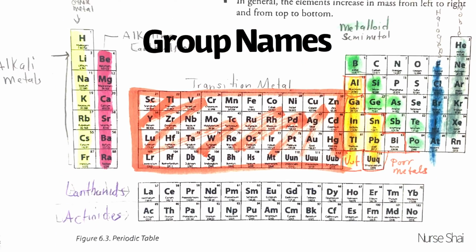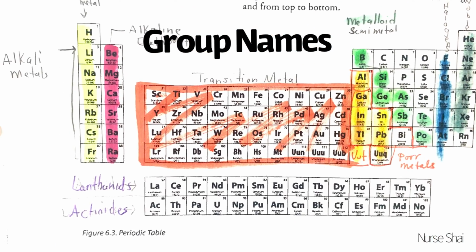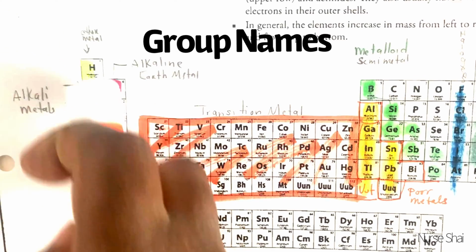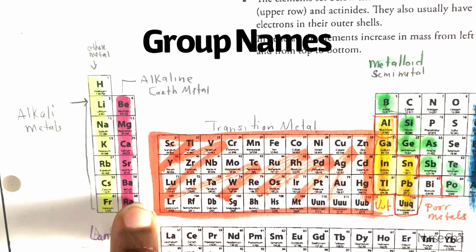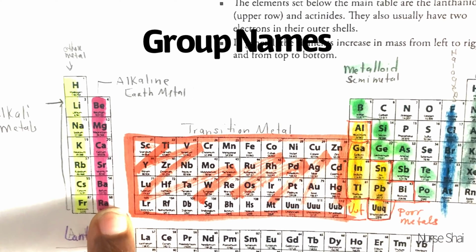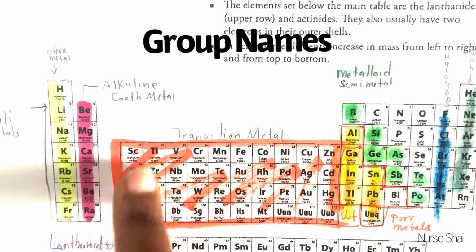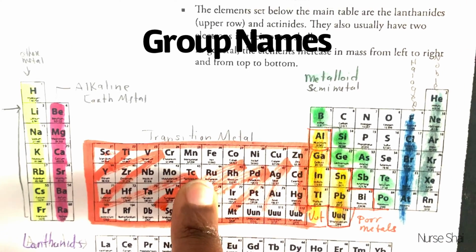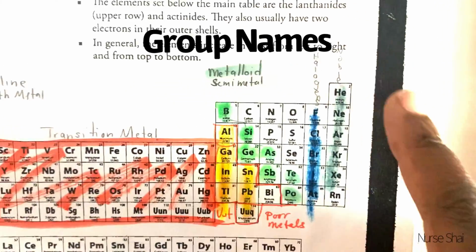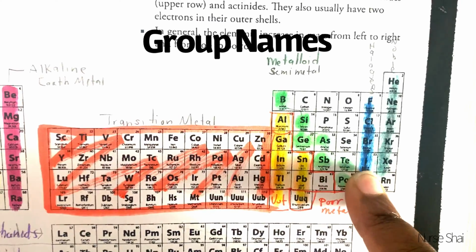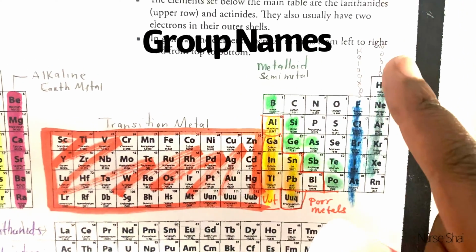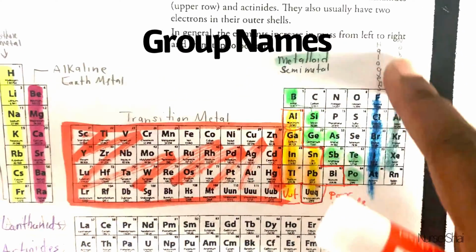Here's a better picture of the color coordinated periodic table. The section highlighted in yellow, these are the alkaline metals. The section highlighted in purple, these are the alkaline earth metals. The section in orange, these are the transitional metals. The section right here, group 7A, these are the halogens. Group 8A, these are the noble gases.